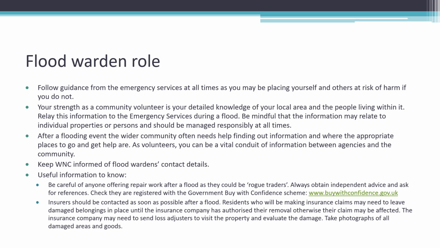Secondly, insurers should be contacted as soon as possible after a flood. Residents who will be making insurance claims may need to leave damaged belongings in place until the insurance company has authorised their removal, otherwise their claim might be affected. The insurance company may need to send loss adjusters to visit the property and evaluate the damage, to take photographs of all damaged areas and goods.